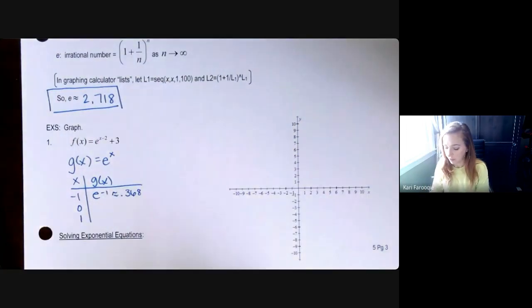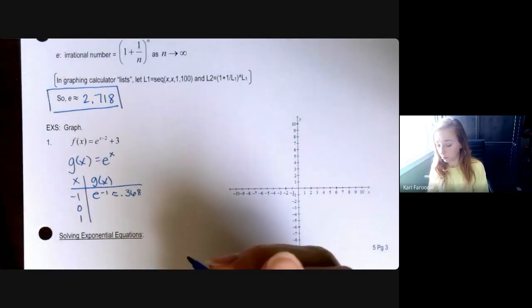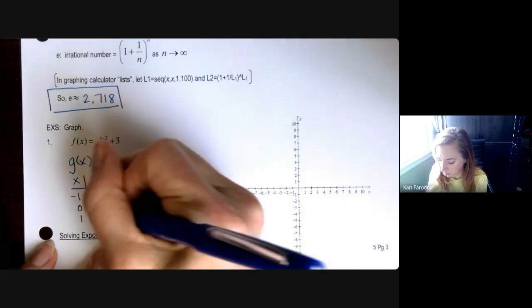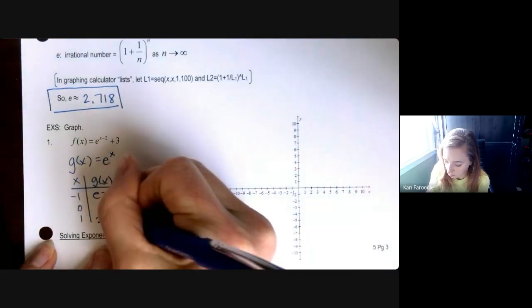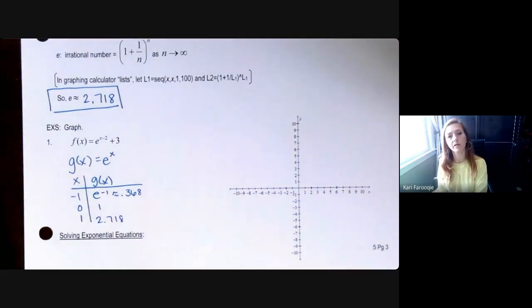0.368. Now, e to the 0, well, if e is just some real number base, a real number to the 0 power is 1. And then e to the first is about 2.718. We just talked about that. If we can graph these 3 points, we can get a good general shape of the graph, and then we can transform that to get a graph of f.